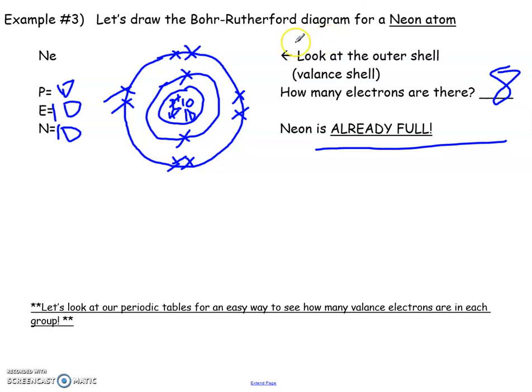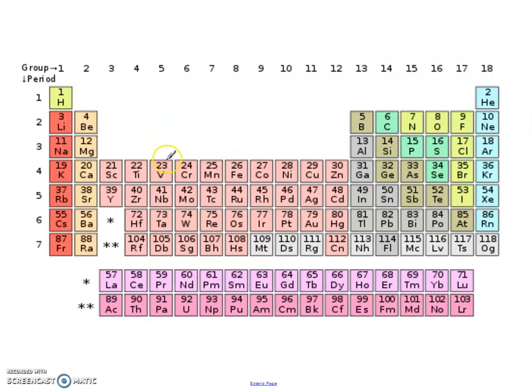You're probably wondering, do we have to draw a Bohr-Rutherford every single time when we're talking about ions? Actually, I'm going to show you a way to look at the periodic table to see how many valence electrons there are. This is not exactly the same periodic table as the one that you have in class, but it's the same kind of setup. We have our 18 groups and we have our periods.